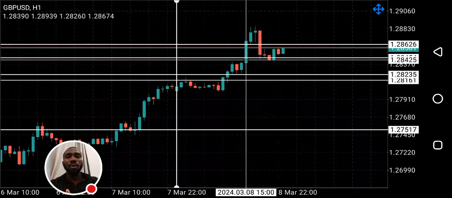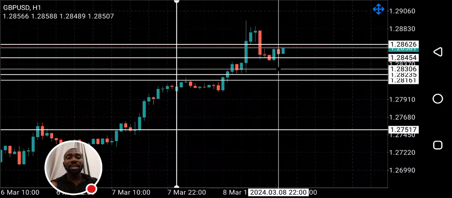So what we have here on 1 hour is bearish. So daily, 4 hour, 1 hour is bearish. Okay, so I want price to drop to a discount level before I would buy GBP USD. I hope that is clear.